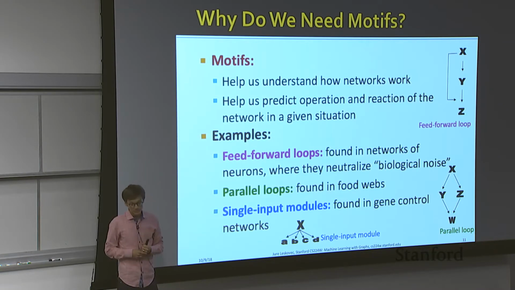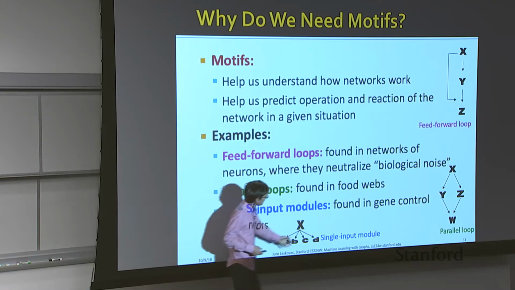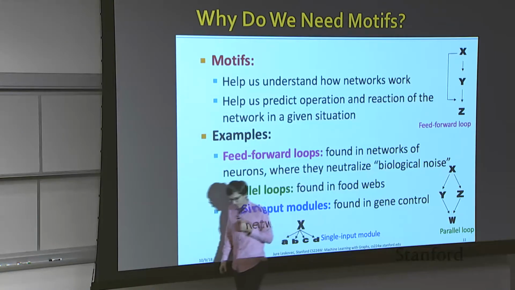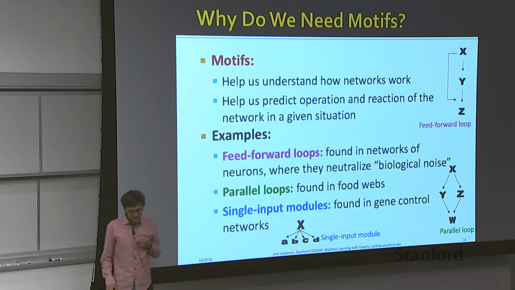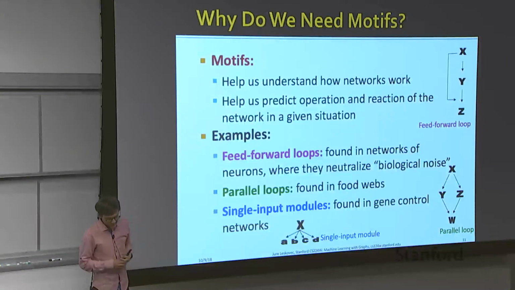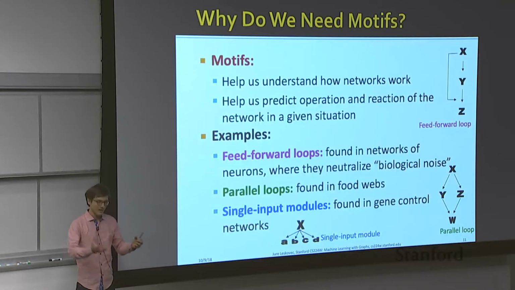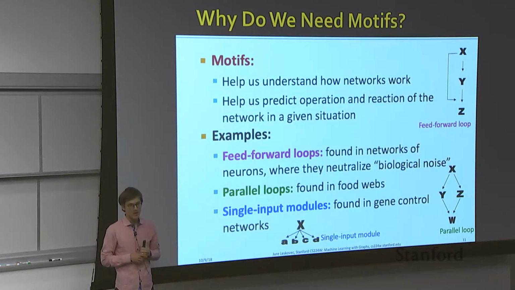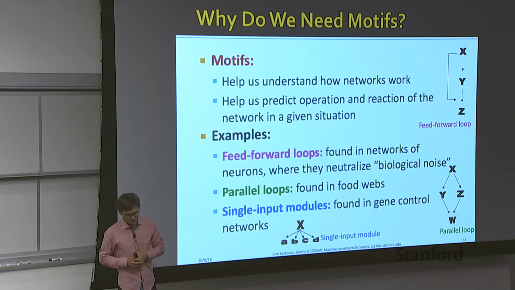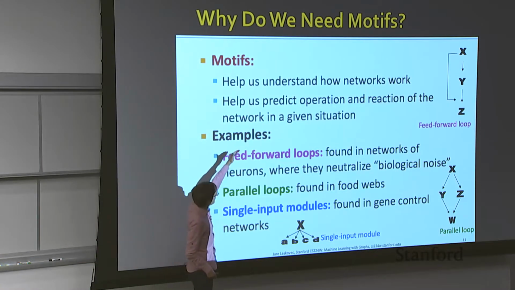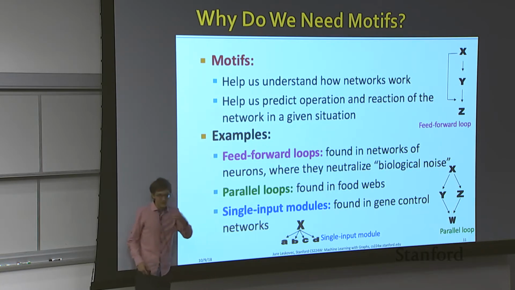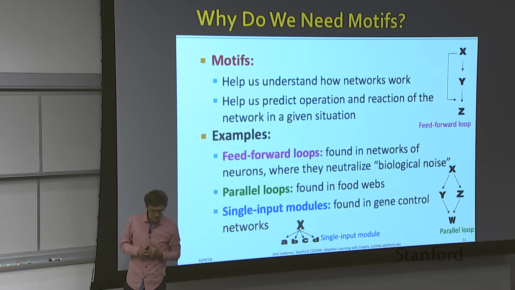Okay? So the question is, why do we need these substructures? Why do we need motifs, right? And here I'm trying to show you some examples of different types of motifs in pictures. But essentially, motifs help us understand how networks work. They help us understand how networks are composed together. And they allow us to predict the operation or reaction of a network to a given situation, right?